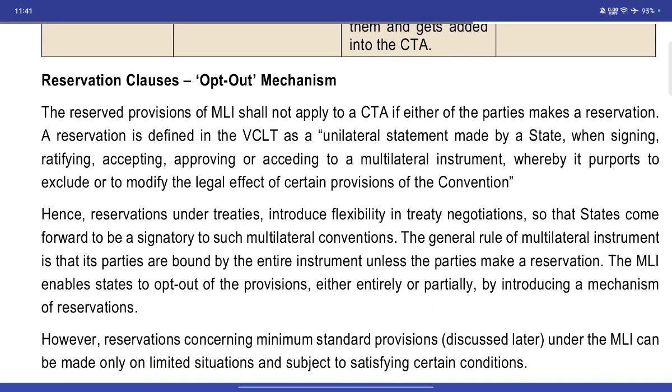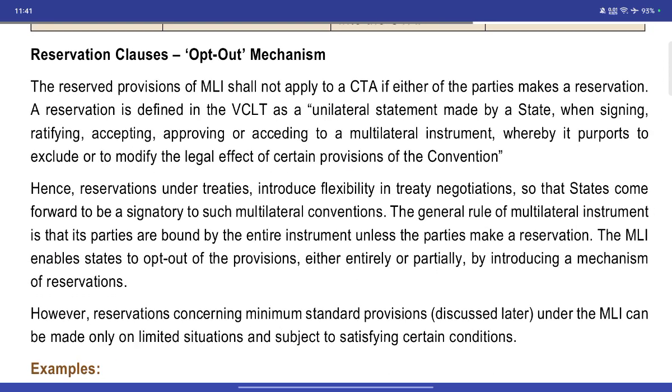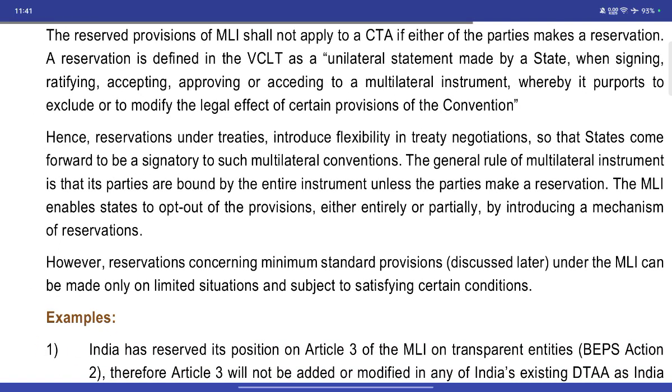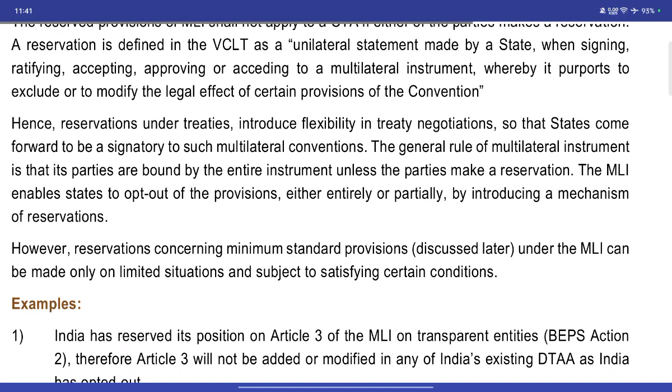Reservation clause, the opt-out mechanism. The reservation provision of the MLA shall not apply to the CTA if either of the parties makes a reservation. A reservation, as defined under the VCLT, is a unilateral statement made by a state when signing, ratifying, accepting, approving or acceding to a multilateral instrument, whereby the purpose is to exclude or modify the legal effect of certain provisions of the convention. Hence, the reservation under treaties includes flexibility in tax negotiation, so the state comes forward as a signatory to such a multilateral convention.